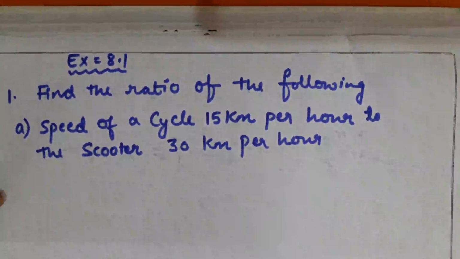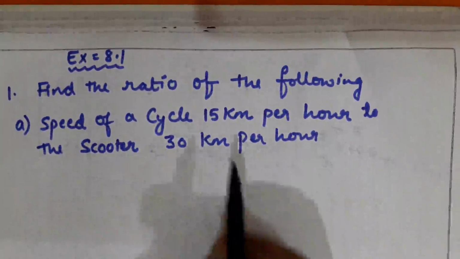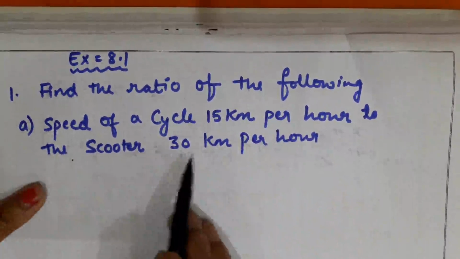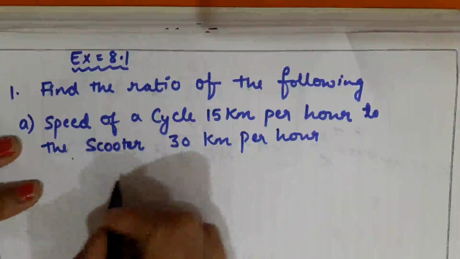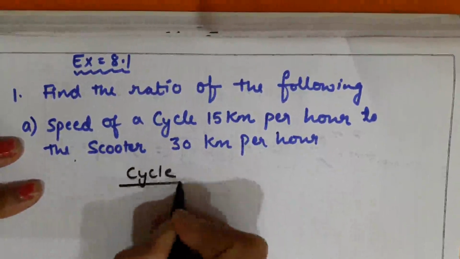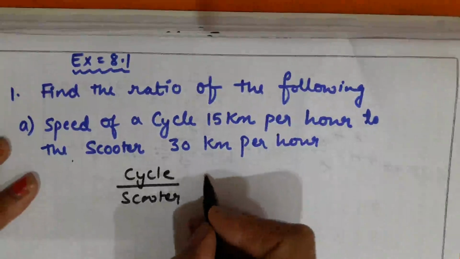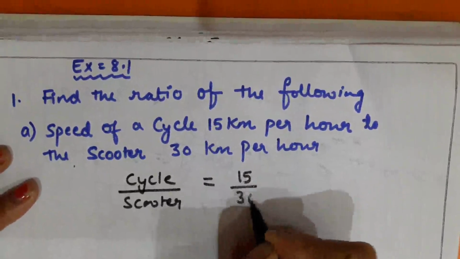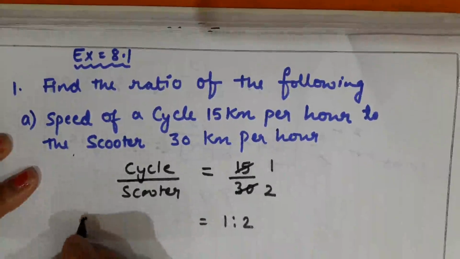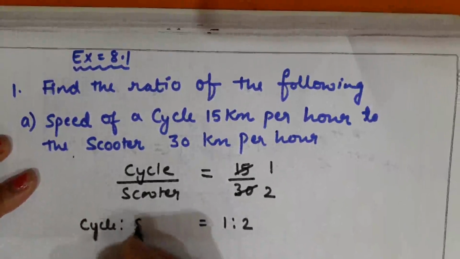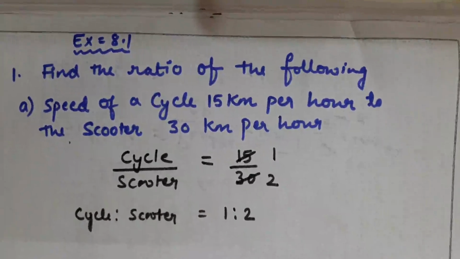Now exercise 8.1, our very first question: find the ratio of the following. The speed of the cycle is 15 km per hour to the scooter 30 km per hour. So you have to calculate the ratio of the speeds. Cycle upon scooter, because in this question cycle is first, then scooter. So you can write 15 upon 30. 15 ones are 15, 15 twos are 30. So the ratio cycle to scooter will be 1:2. Okay, let's move to the next part.